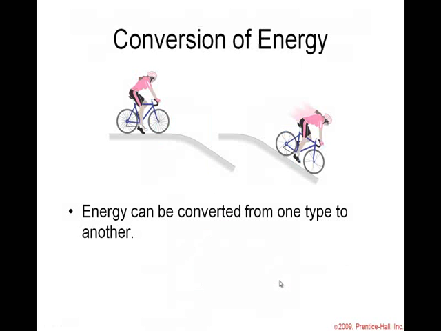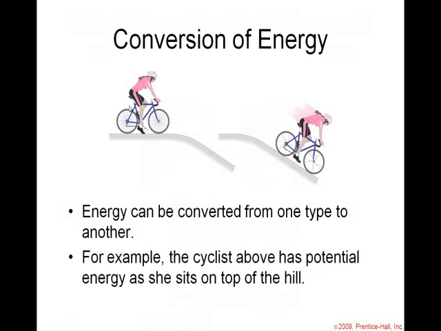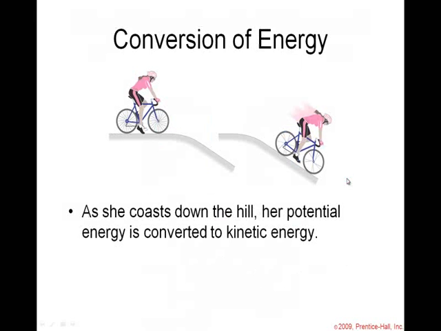Okay? Makes sense? So as we know, energy can be converted from one type to another. The cyclist on the hill has potential energy. As they come down the hill, she's got kinetic energy.